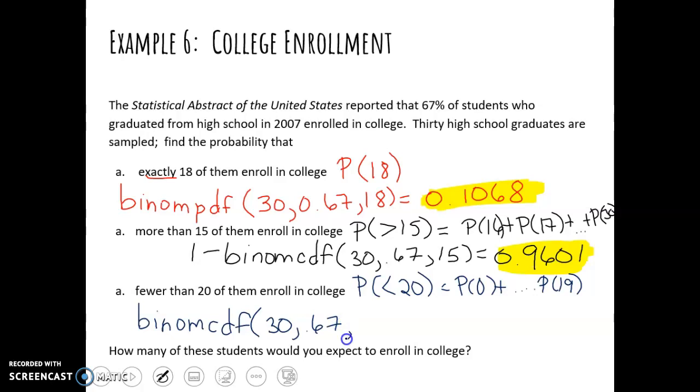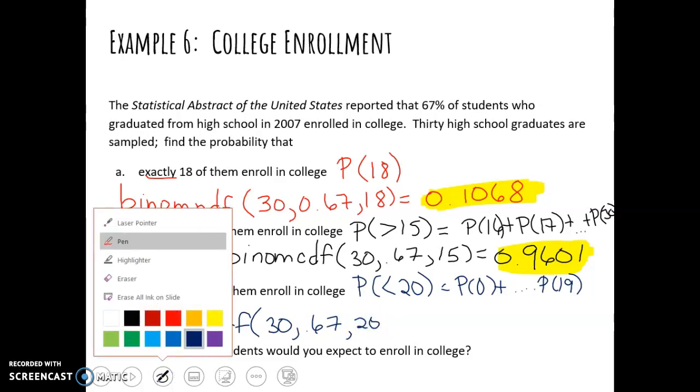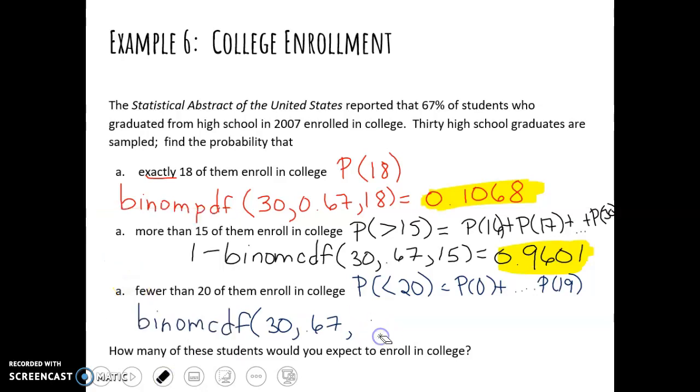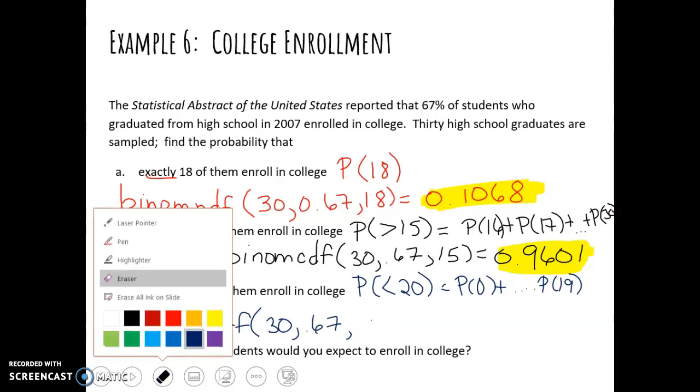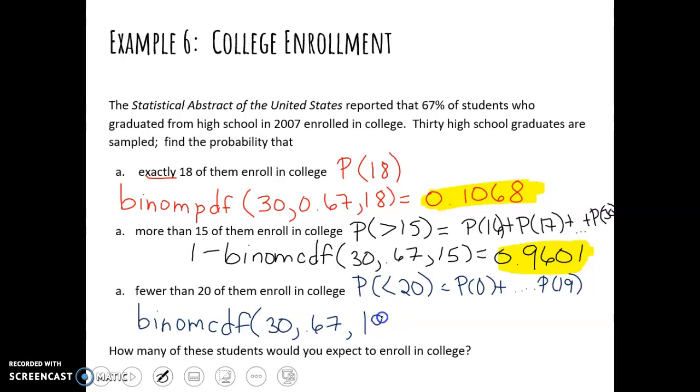30, 0.67, 20. Oops, I'm sorry. I said it didn't include 20. I just wrote 20. We want to write 19 instead. And we get 0.39998, which rounds to 0.40000 if you round to 4 decimal places.